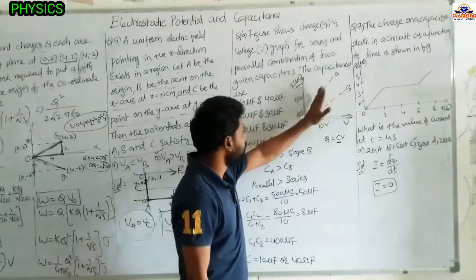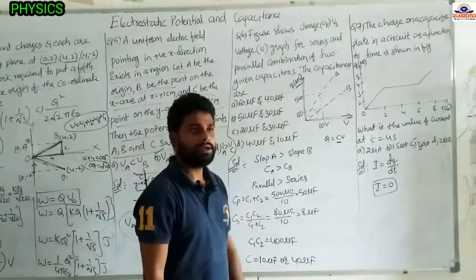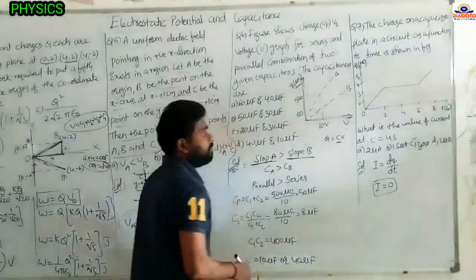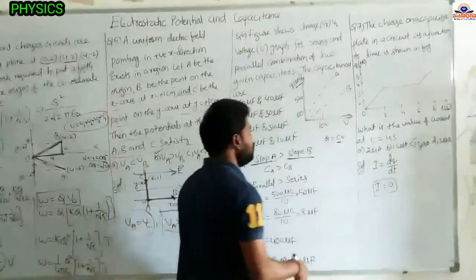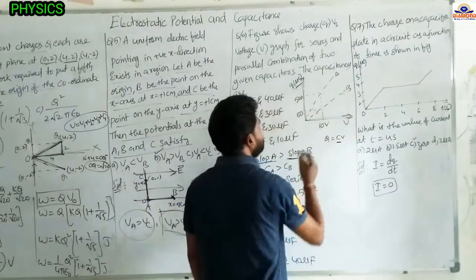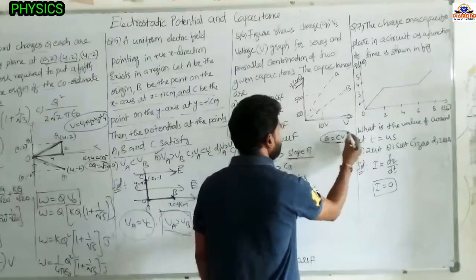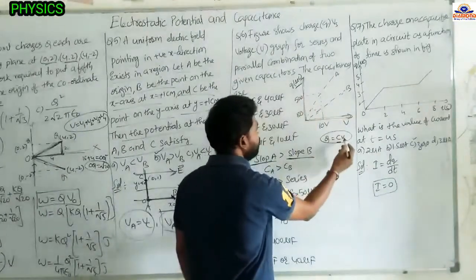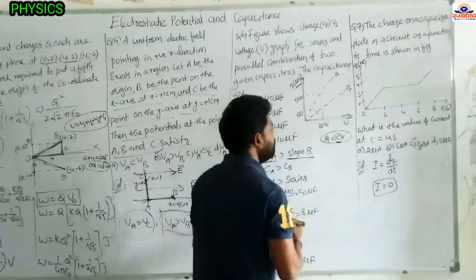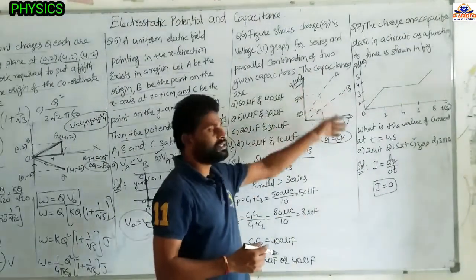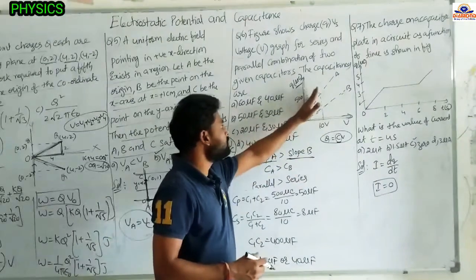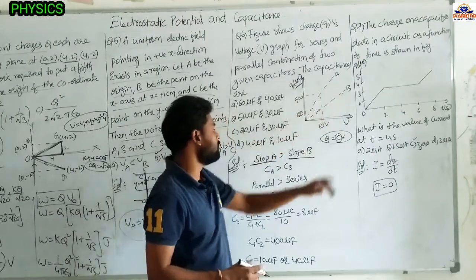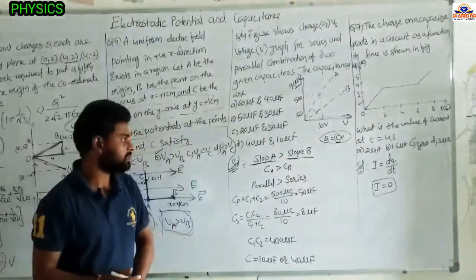Now see, from B to A the slope increased, so the slope of A is greater than the slope of B. Why am I finding the slope? The relationship between charge and potential is Q equal to C into V. That means if we draw the graph between Q and V, then the capacitance will indicate the slope. Now the slope of OA is more than the slope of OB, that means the capacitance of A is greater than the capacitance of B.